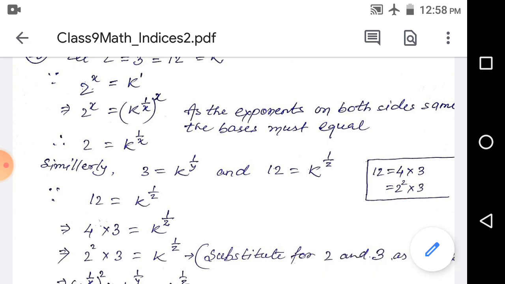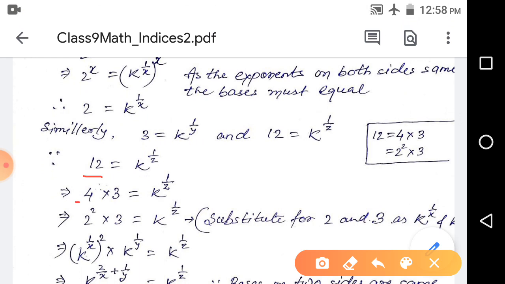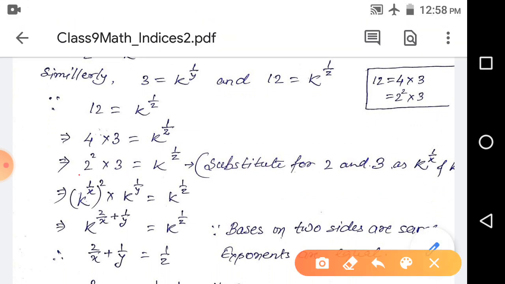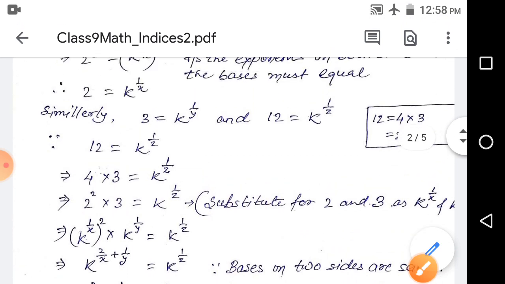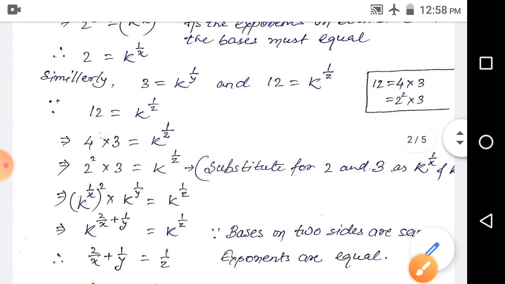So now we substitute. First we factorize this 12 as, see, 4 into 3, and this 4 is written here as 2 square into 3, and these are equal to k to the power 1 by z. Okay, now for this 2 we will substitute the value. Initially what we have, 2 equals k to the power 1 by x, don't forget this. So we will substitute for 2, it is k to the power 1 by x, and for 3 it is k to the power 1 by y, and that is what we did here.